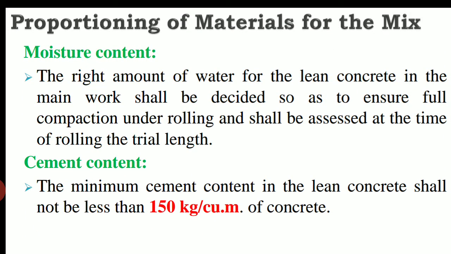And the proportioning of materials for the mix. So here the moisture content, the right amount of water for the lean concrete in the main work, shall be decided so as to ensure full compaction under the rolling, and shall be assessed at the time of rolling the trial length. So we need to select the proper amount of water so that it should be of good workability, and we should achieve the proper strength, right? Like that we need to select the water content there.